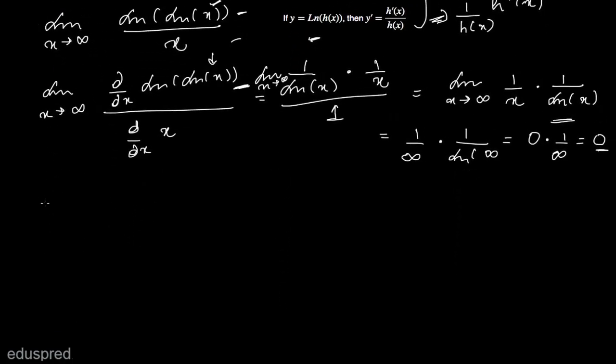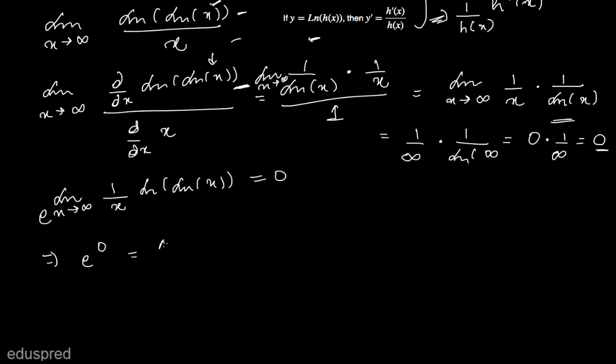But we had to find the limit of the expression e to the power limit x tends to infinity 1 divided by x ln of ln x. From the above calculation, we can see that the limit of the exponent is equal to 0. So your function becomes e to the power 0, which is equal to 1. Thus, the limit of the function as x tends to infinity of (ln x) to the power 1 by x is equal to 1, which is your answer.